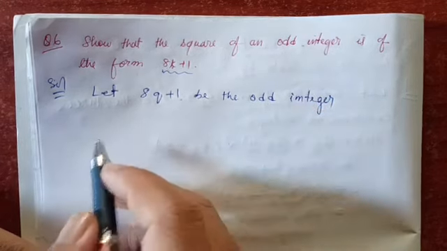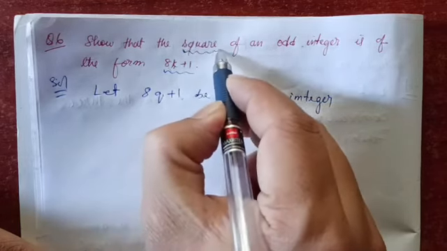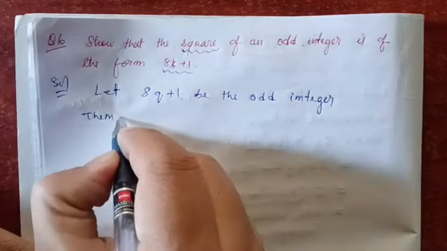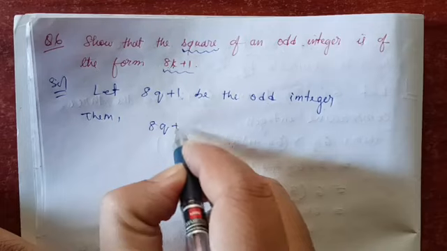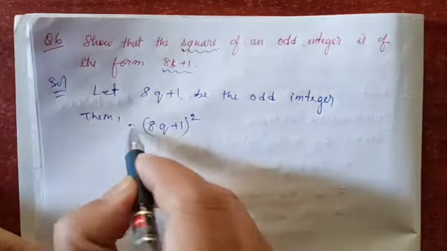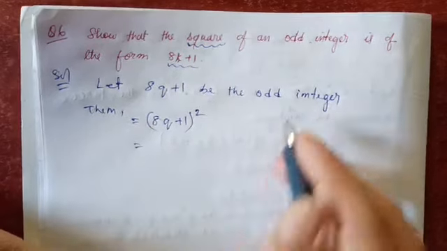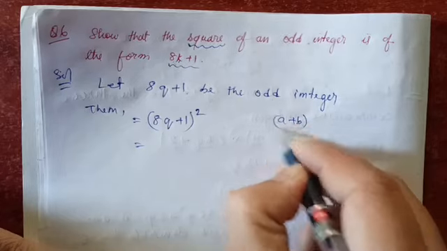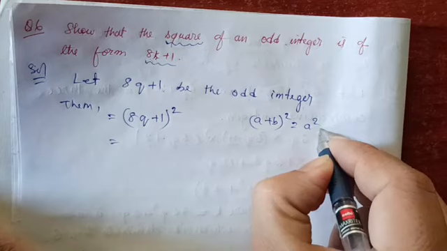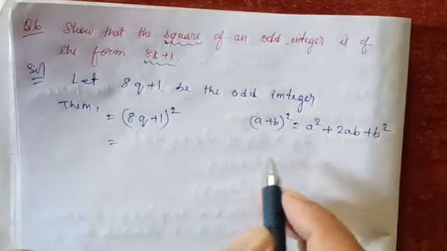Alright, and now read the question. What did the question say? The question says that square, right? We should take the square. Then 8q plus 1. Now let us take the square. Since the question said take square, we are taking square. You know the a plus b whole square formula. What is the formula? a square plus twice ab plus b square.